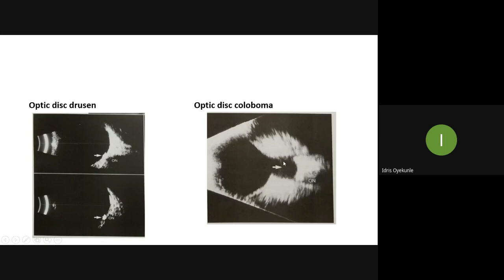And in coloboma, you can see this excavation here in the optic nerve region. So this is an optic disc coloboma.